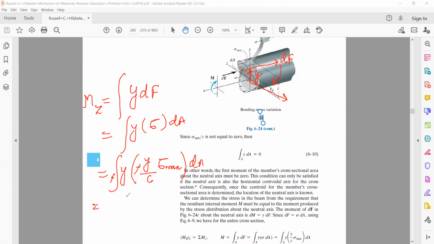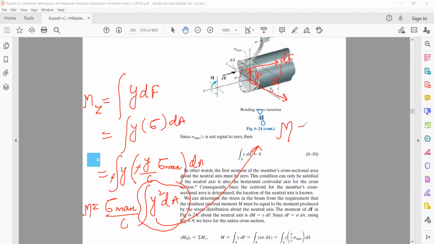So this will be equal to sigma max divided by c integral y square dA, which is equal to the moment along the z-axis. As far as this y square dA is concerned, it is known as the second moment of area, and we write this as I. So M becomes equal to sigma max divided by c into I, where I is equal to integral of y square dA. This is called the second moment of area.